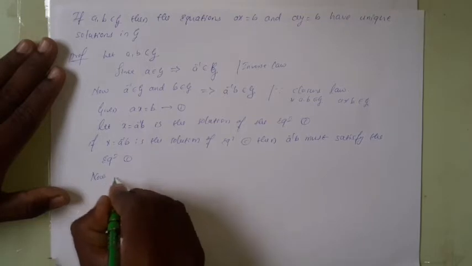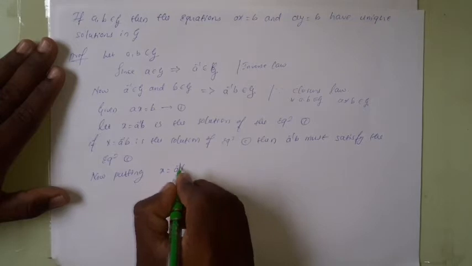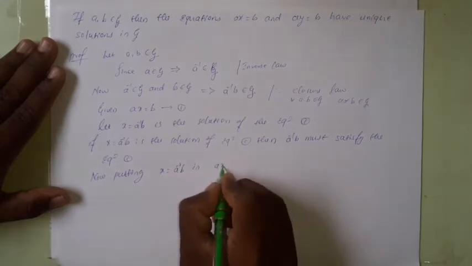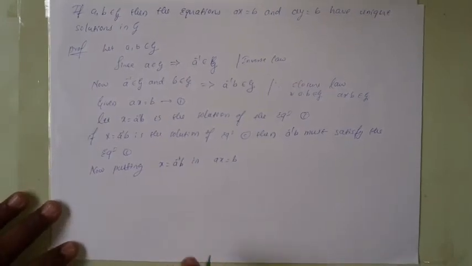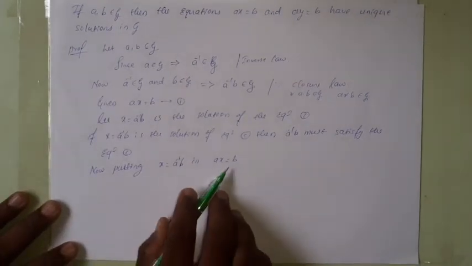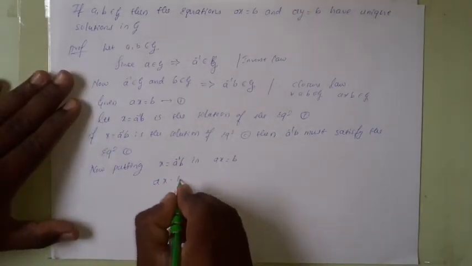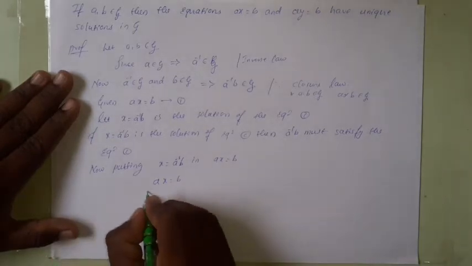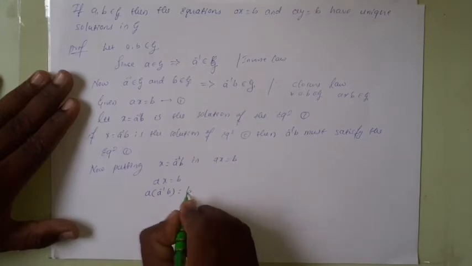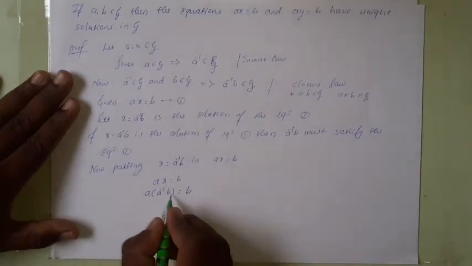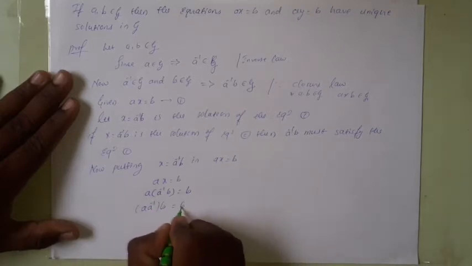Now, putting x equal to A inverse into B in Ax is equal to B. So, let us substitute the value for x as A inverse into B in equation 1, that is Ax equal to B. Here the given equation is Ax equal to B, then A into the value of x, which is A inverse into B, is equal to B. Now, this can be written as A into A inverse into B is equal to B.